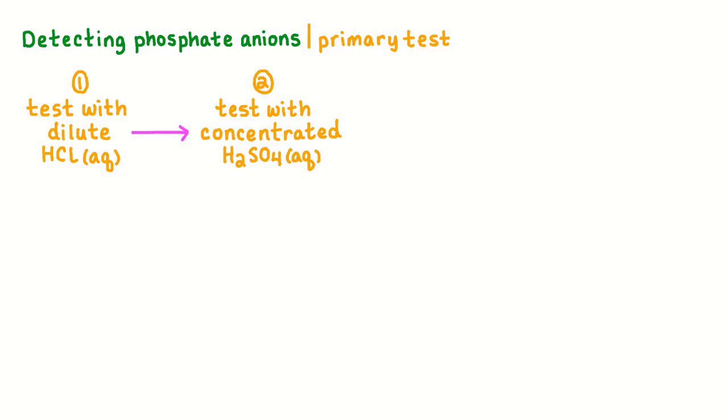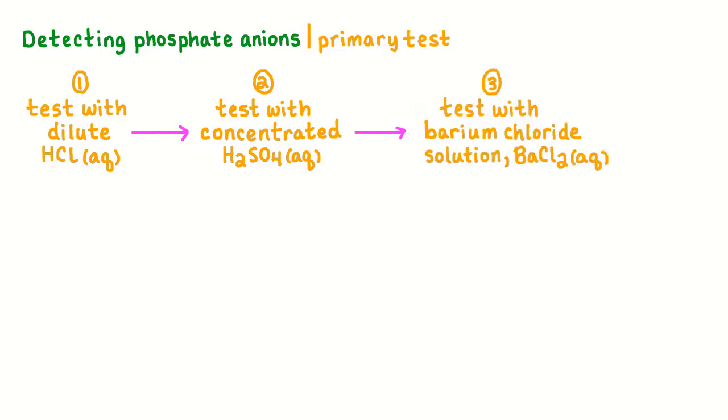As we follow our testing methodology, we move from testing with dilute hydrochloric acid to testing with concentrated sulfuric acid. If, having tested with both of those acids, we had still not managed to identify our unknown anion, we would move forward to the third stage of testing and begin to use barium chloride solution. Barium chloride solution can be used to test for phosphate and sulfate anions.